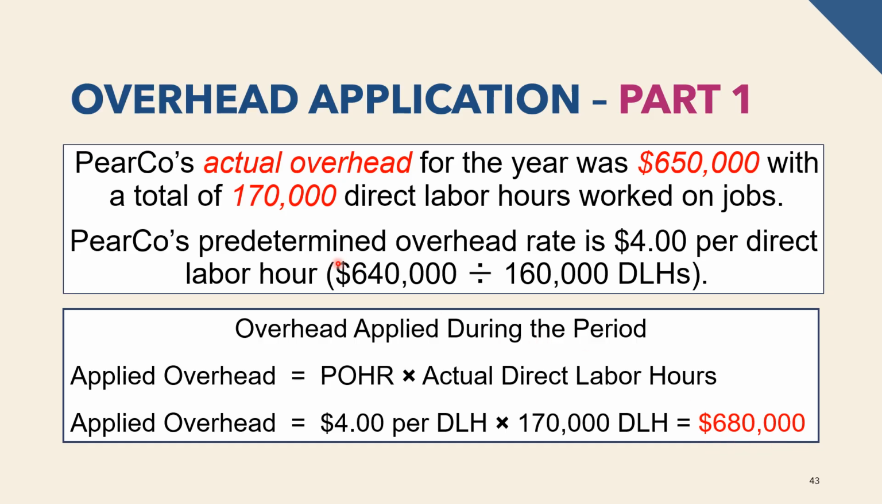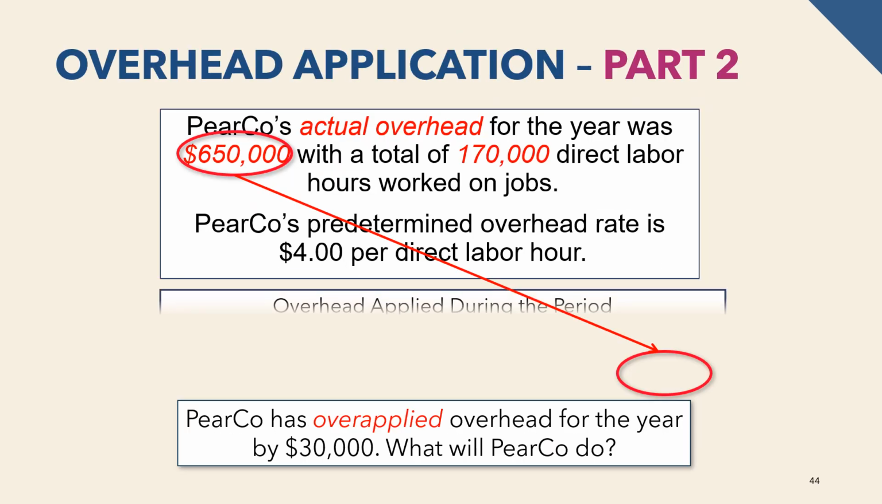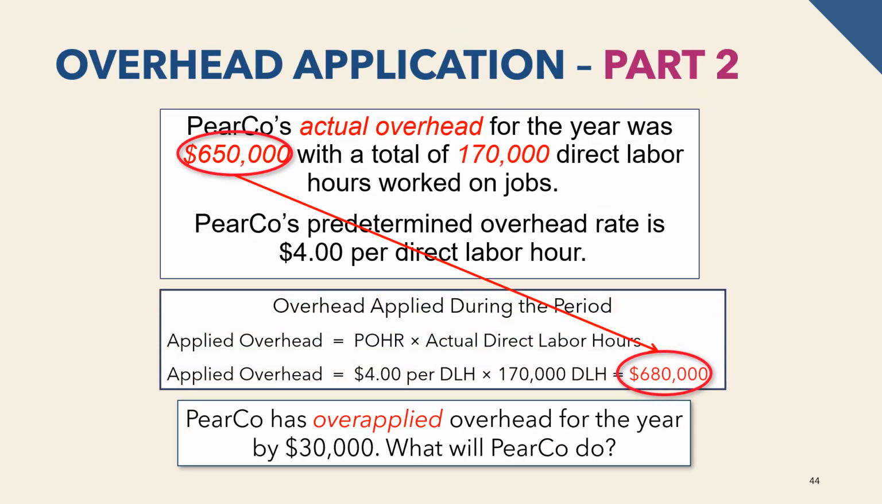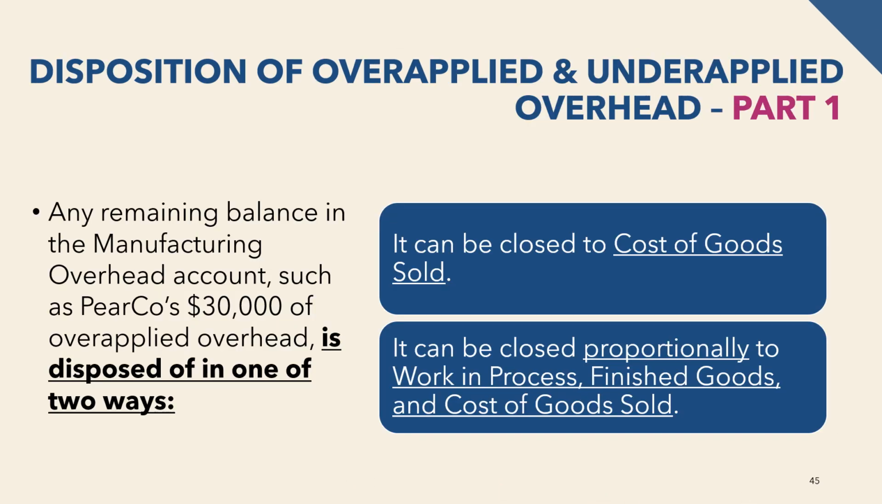$680,000. So the actual overhead is $650,000. The overhead applied is $680,000. So is it over-applied or under-applied? The answer is peer company has over-applied overhead for the year by $30,000. What will peer company do?